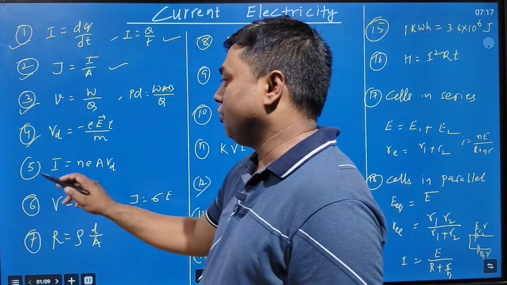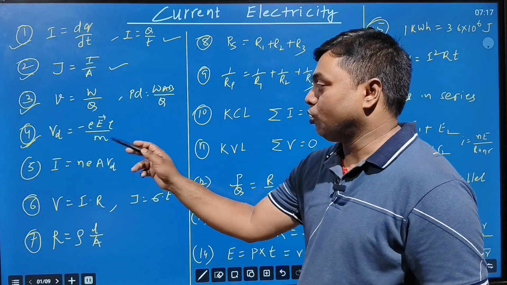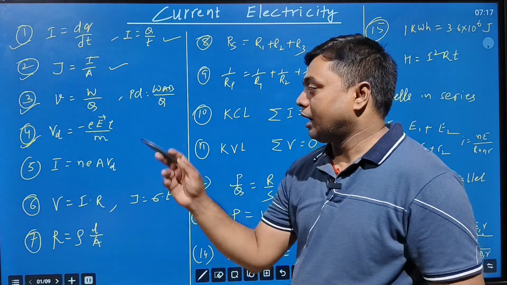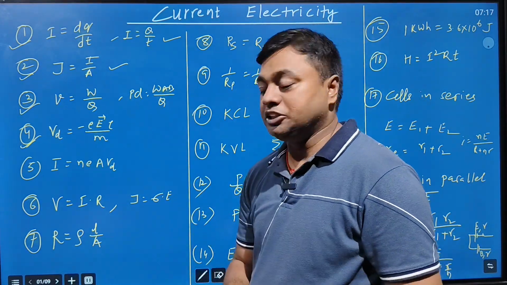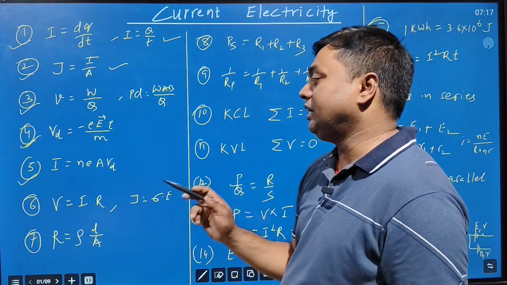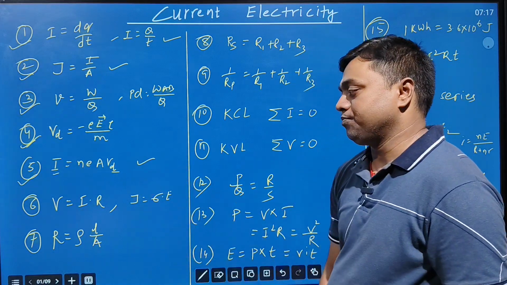We talk about the drift velocity. Okay, it is nothing but minus e E tau by m, where small e is the charge of electron, capital E is the electric field intensity, tau is the relaxation time, m is the mass of electron. Next, I is equal to nevA_d, the relationship between the current and drift velocity.